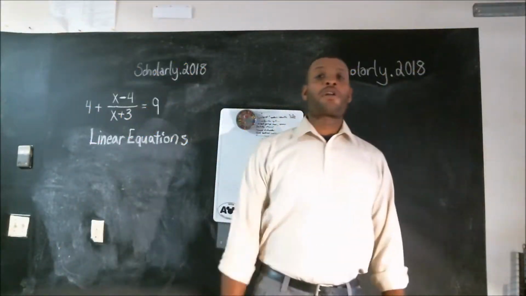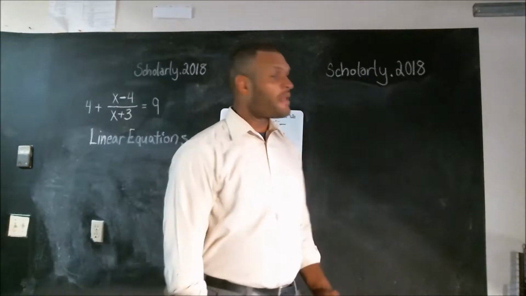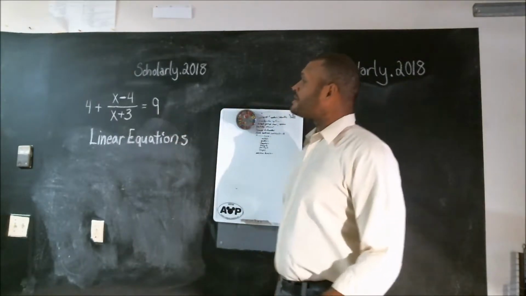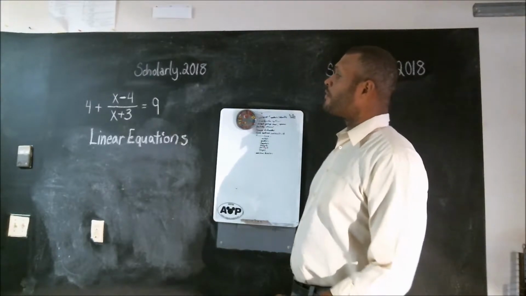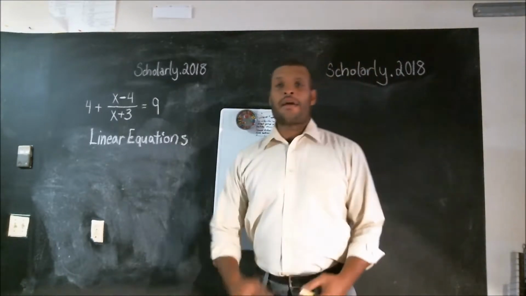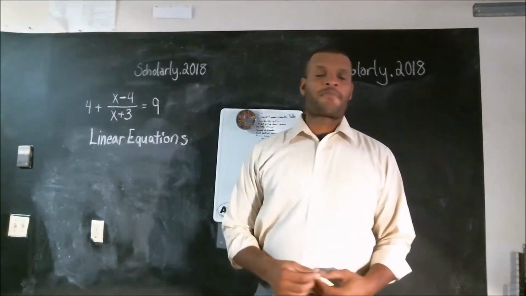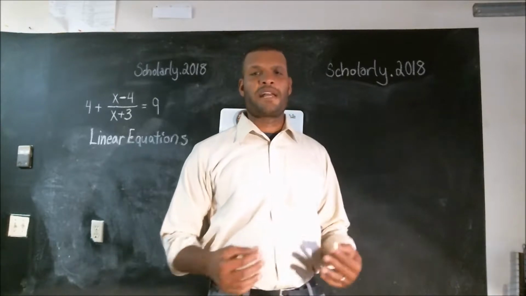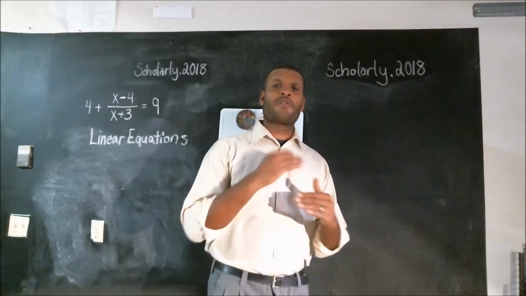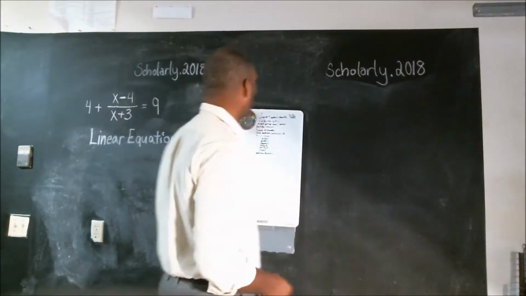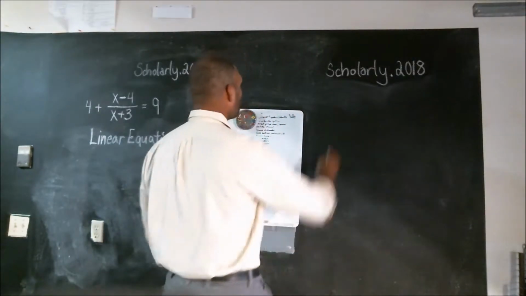Today we're going to be working on linear equations in algebra. We have an equation set up here, 4 plus (x minus 4) over (x plus 3) equals 9. Now we're going to do a more advanced equation so that we can jump right into it, and we'll go through and explain each step and each level of linear equations as we go along. So on this chalkboard over here, we'll rewrite the problem.